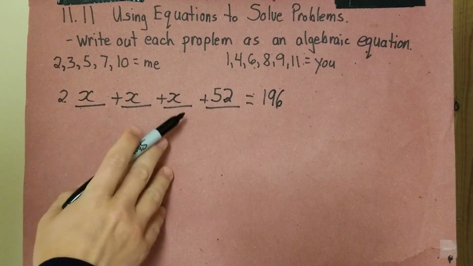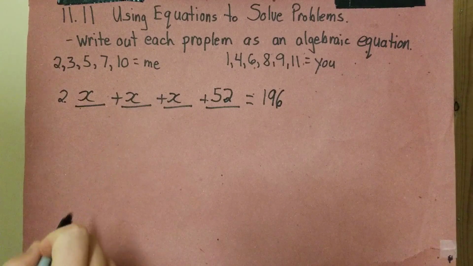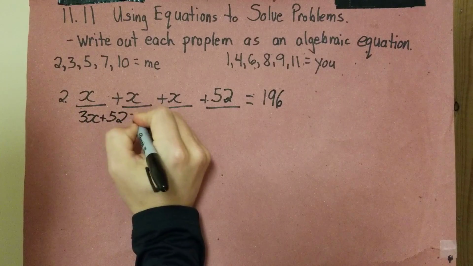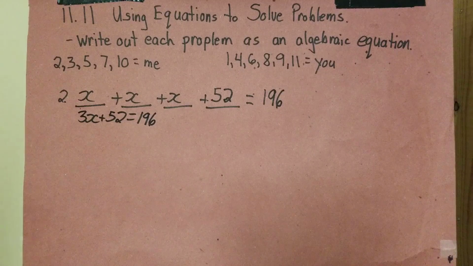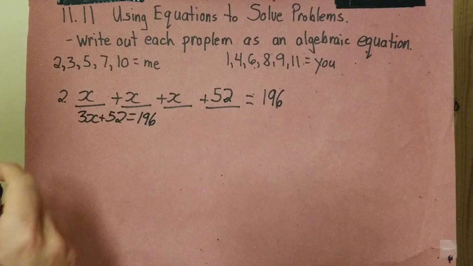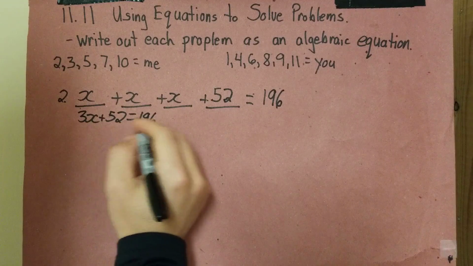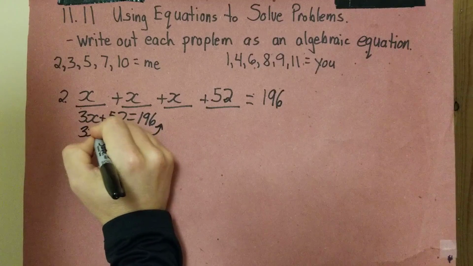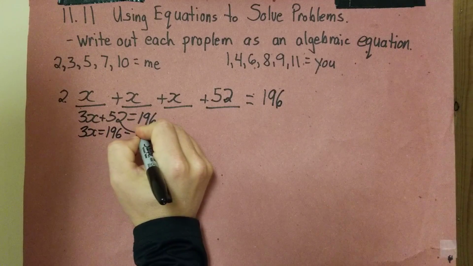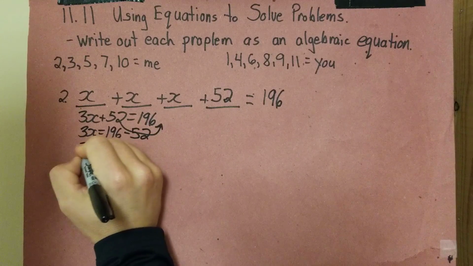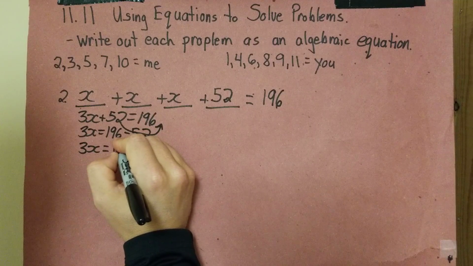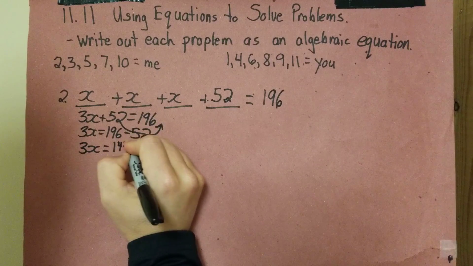So first of all, I'm going to bring in all my like terms. I have 1x, 2x, 3x. So this is 3x plus 52 equals 196. Now you're looking at it kind of going, oh, I know how to solve that, because those are the problems that we've been doing. So 3x plus 52, I need to bring 52 over here. So I have 3x equals 196 minus 52. So I've got to do my quick math here. So this is 144.